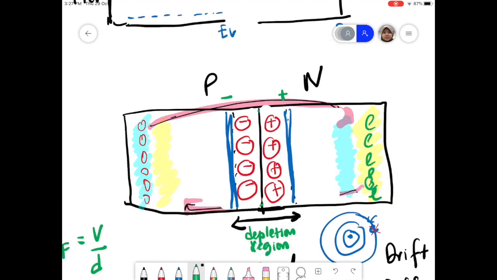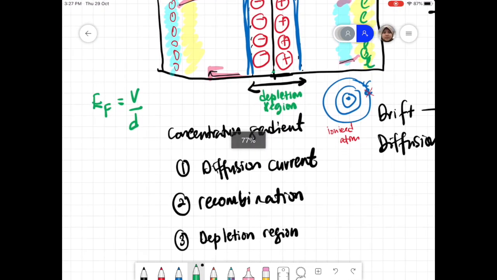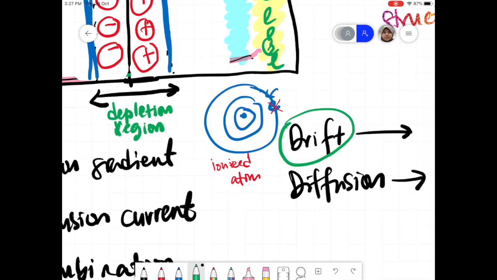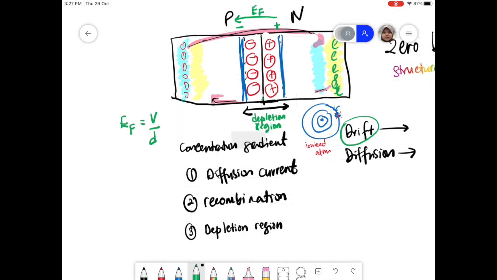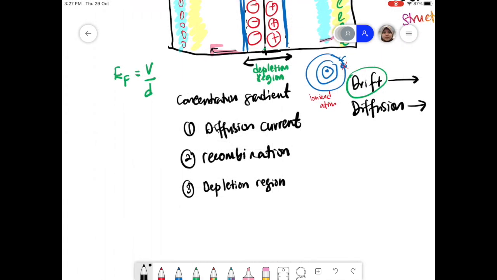So when you have the voltage across the distance, you have electric field, and the direction of the electric field is from positive to negative, like this. Okay, so remember, when you have electric field, what do you have? Current. You have drift current. Okay, so now because of this voltage, I forgot to mention, in the depletion region we have the built-in voltage.